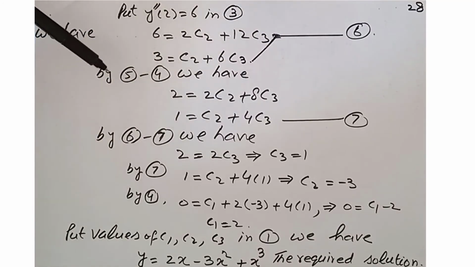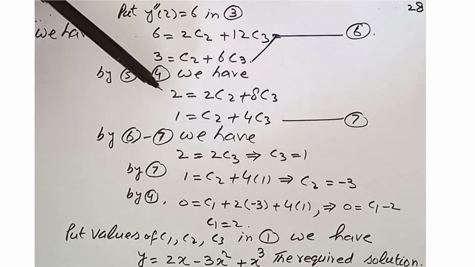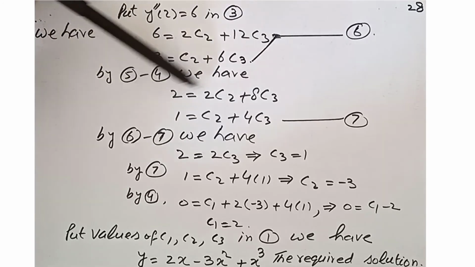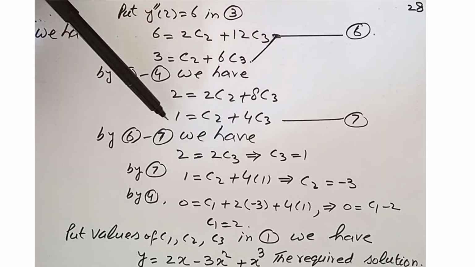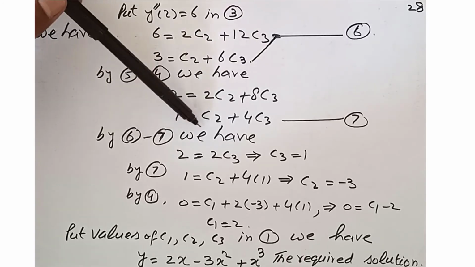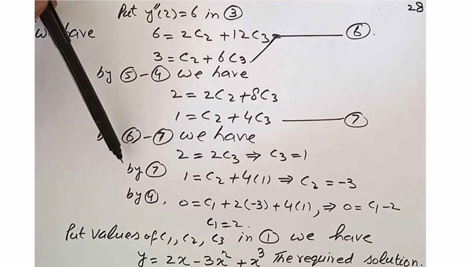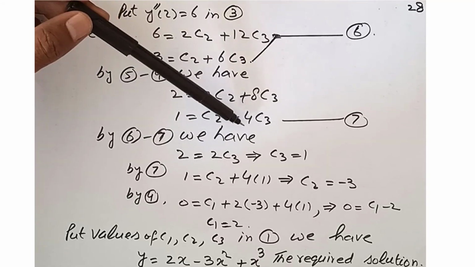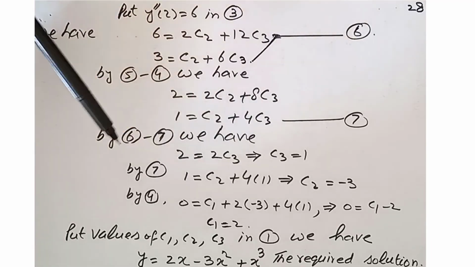Now we subtract equation 4 from equation 5. We have 2 equal to 2c2 plus 8c3, and dividing this equation by 2 we have 1 equal to c2 plus 4c3. This is equation number 7. Now subtracting 7 from 6, we have 2 equal to 2c3, and the value of c3 is 1. Now by equation 7 we put here the value of c3 as 1. We have c2 equal to minus 3.